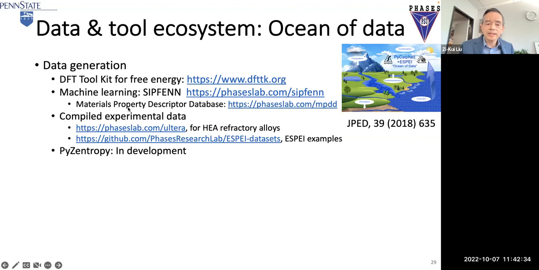So we also have a machine learning code. But this one's only for zero Kelvin at the moment. Some people at NIST are developing the one for the entropy. We're going to implement that one. And then we'll compile experiment data, right? We want to compare with the experiment data and always use experiment data. And we're developing one called PyZentropy to put what we talk about today in the software, which Professor Yuan at Penn State is working on, focused on that one.